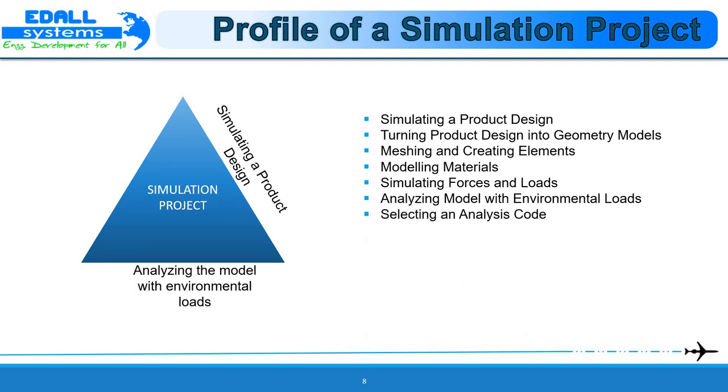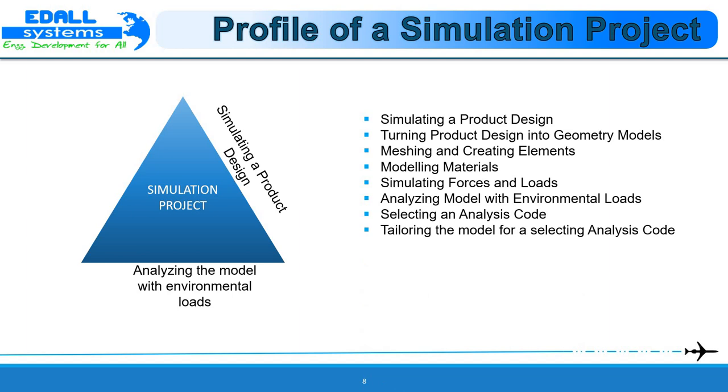Selecting an analysis code. You initially select an analysis code when you begin each simulation project. Patran assumes that you are using a single analysis code as you build the product design model. Patran stores the information using the formats and naming of the analysis code. When you change the code selection, Patran attempts to convert all of the data into the new format.